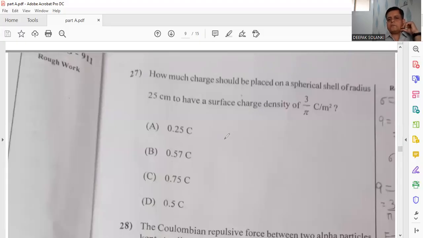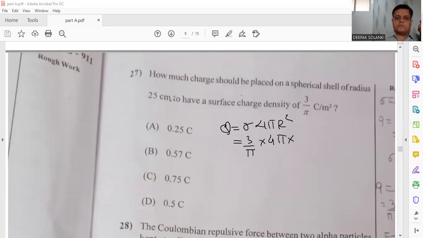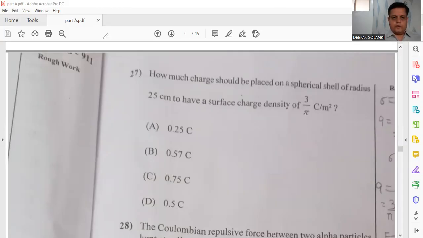How much charge should be placed on a spherical shell of radius 25 centimeter to have surface charge density 3 by 5 coulomb per meter square? Okay, so we have to find Q, it is sigma into 4 pi r squared. So 3/5 into 4 pi, your r is 25 centimeter, so it is 0.25, that is 1/4, so the square will be 1/16. Pi cancels, this 4 cancels, so 3/4 is 0.75. Very, very simple.